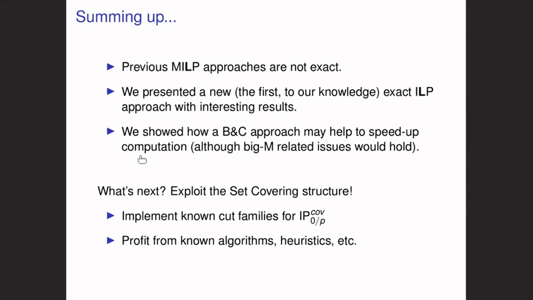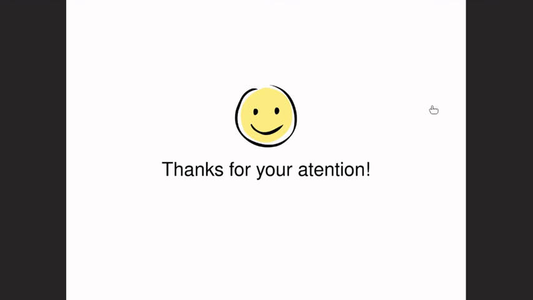I didn't say it, but actually what we could see is that our new formulation has some interesting structure, which is called a set covering structure. So it would be really interesting to see if we can exploit this particular structure, which is a really known combinatorial optimization problem. So there is a lot of literature associated with this problem, and so maybe we can try to exploit some of these existing results and try to maybe improve our results. So that's all. Thank you very much for your attention.